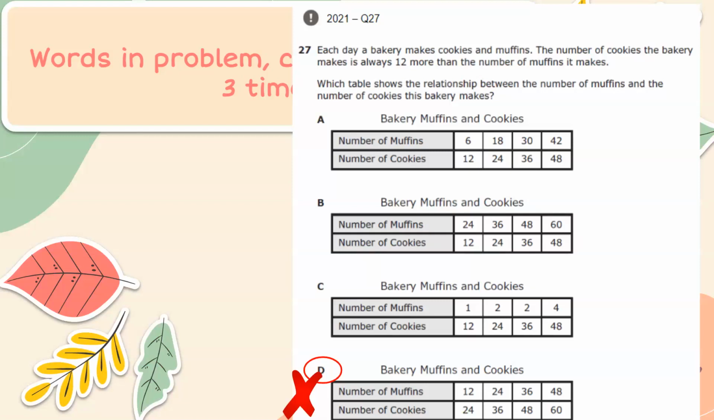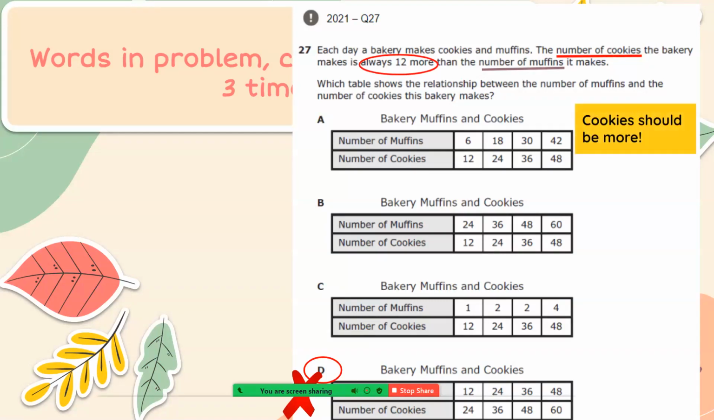The number of cookies is always 12 more. So what that tells me is when I come look over here at the number of cookies, it should be more than the number of muffins. That's not more than the number of muffins. That is, and that is. So right away I can tell you this one is not going to be our answer. And it has to be 12 more. So the number of cookies is always 12 more than the number of muffins.